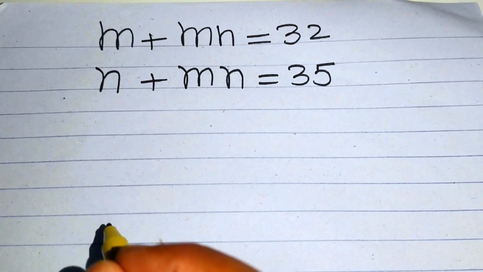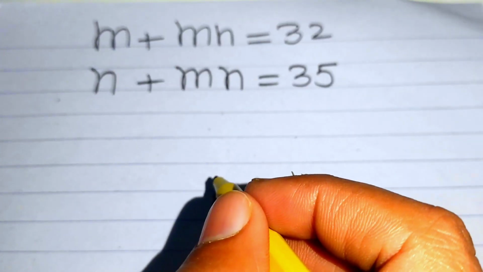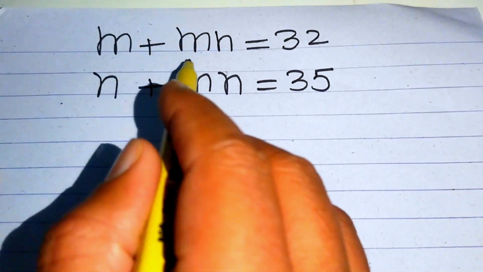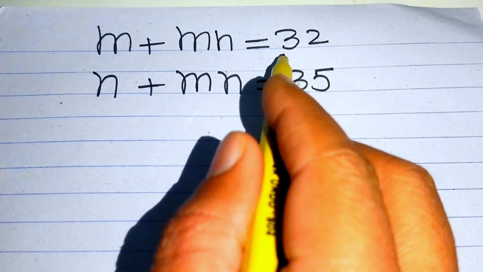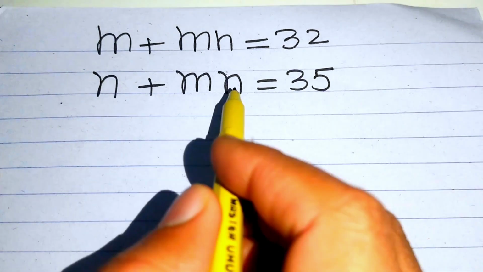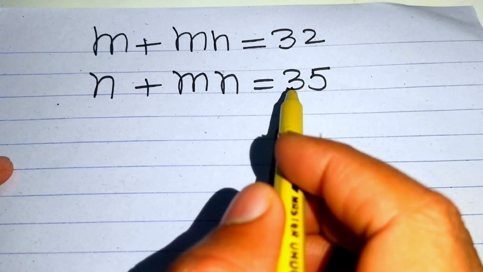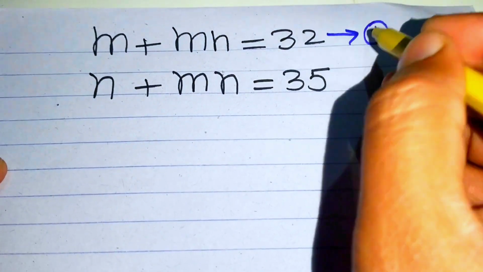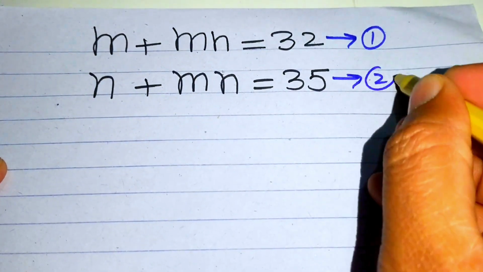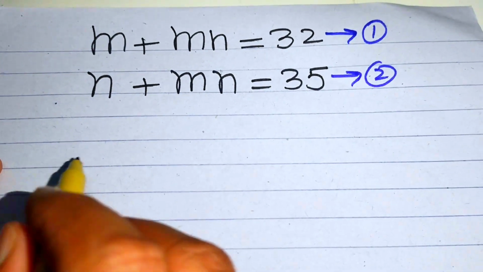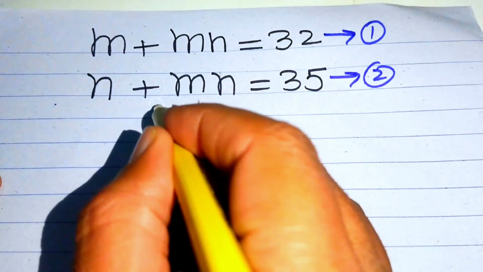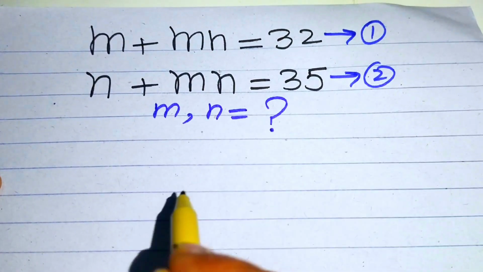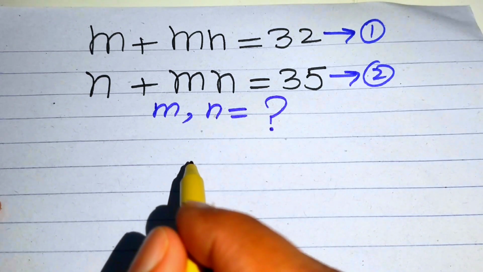In this video, we are going to solve this nice math algebra problem. Here we have m plus m times n equals 32, and n plus m times n equals 35. First we call this equation number 1 and this equation number 2. Now we need to solve this problem for the values of m and n. So this is our target, to find the values of m and n.